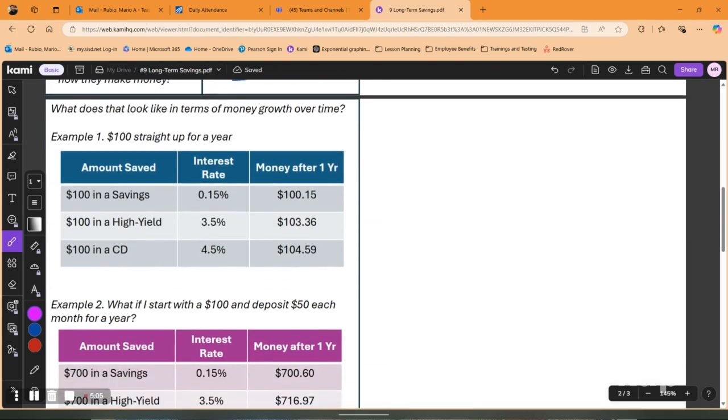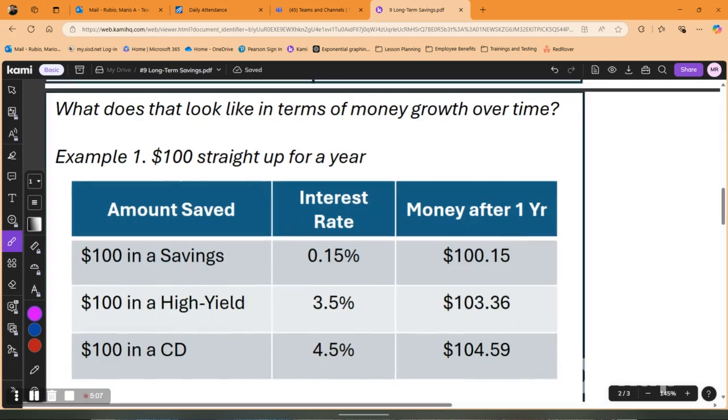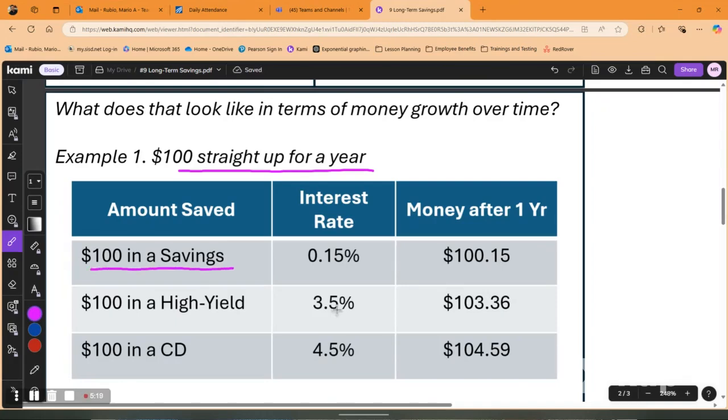Let's take a look at some examples and see what this actually looks like over time. Example one, let's say you put $100 into your savings account straight up for a year. Let's see what happens. $100 in a traditional savings at 0.15%, you're going to get 15 cents profit. At the end of 1 year, instead of $100, you'll have $100.15. Not a lot of money.